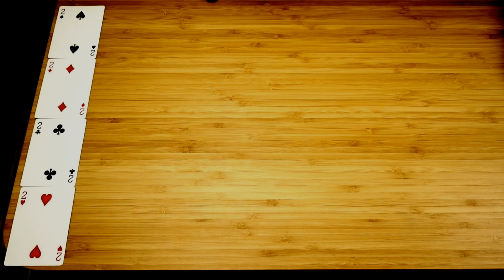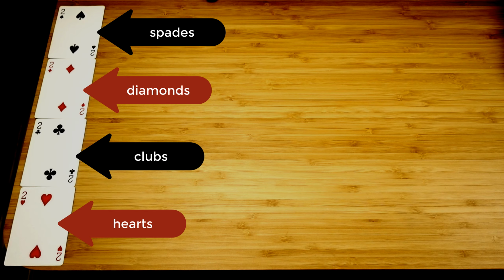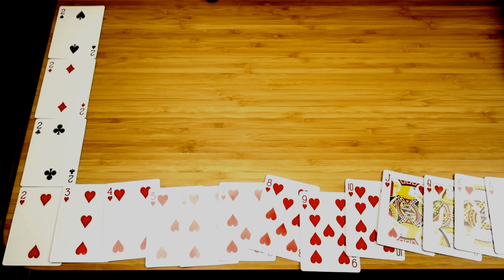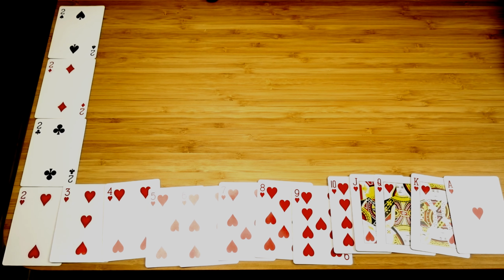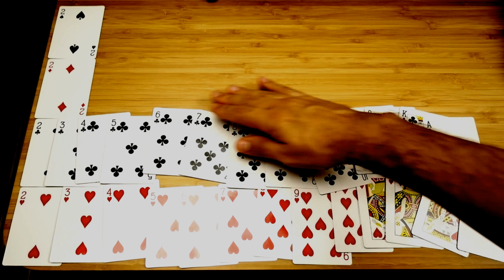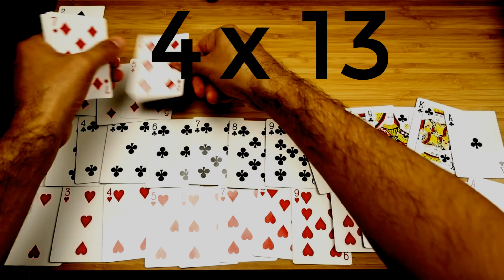A regular deck contains 52 cards, and there are 4 suits: hearts, clubs, diamonds, and spades, and 13 ranks of each suit, from the deuce, or the 2, all the way up to the ace. So there's 13 ranks and 4 suits, and if you multiply the two, you get 52 cards. I'm going to say that one more time. There are 4 suits, and for each suit, there are 13 ranks.